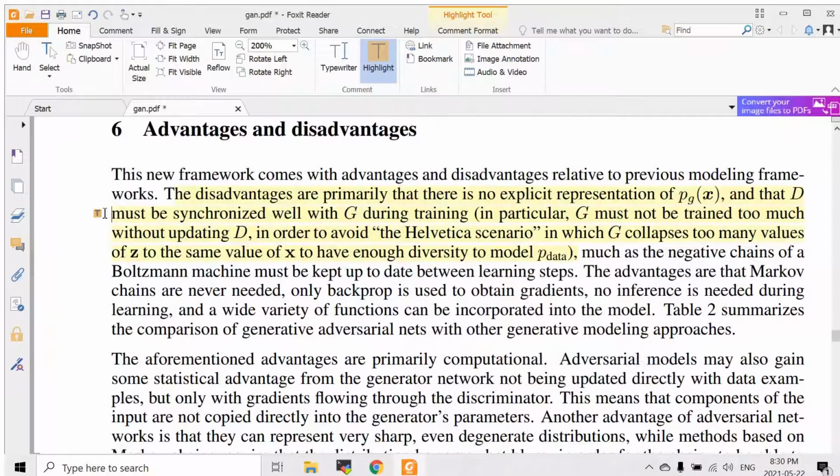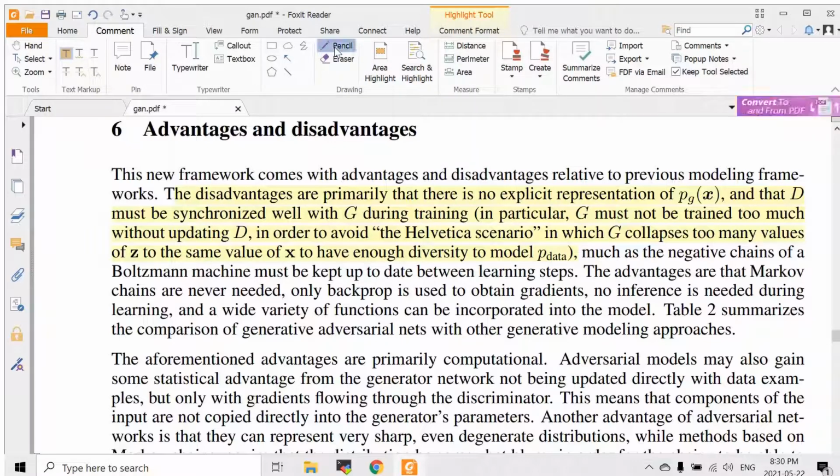And I think I'll do another video later as well about how to avoid the modal collapse with some other variants of GAN. So the advantages are primarily there is no explicit representation of P of G of X, and that D must be synchronized with G. So what they're trying to say is that if you're training G too much, you have to synchronize them well enough, so you have to choose K carefully, because D must be synchronized well with G during training.